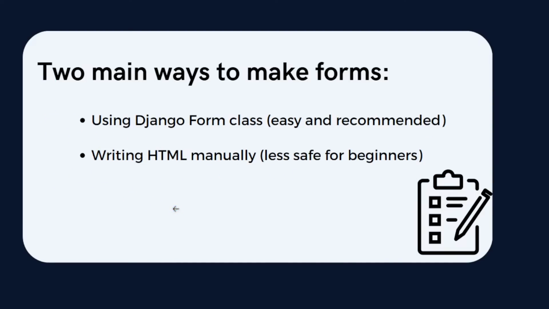These are the two ways to make forms. The other way is writing the HTML code manually. HTML, CSS, and JavaScript are the front end, and with these we write a form manually. As a beginner, we don't know how to handle security. Django already protects against that. So as a beginner, you can choose Django forms, and writing HTML manually is less safe for beginners. These are the two ways to create forms: one is using Django forms, and the other is writing HTML manually.